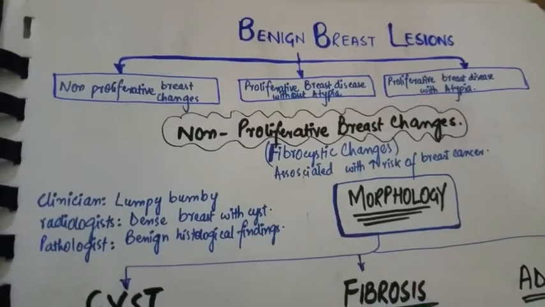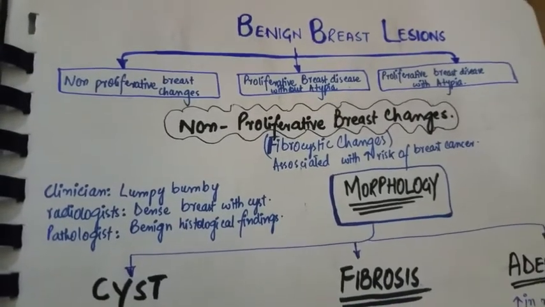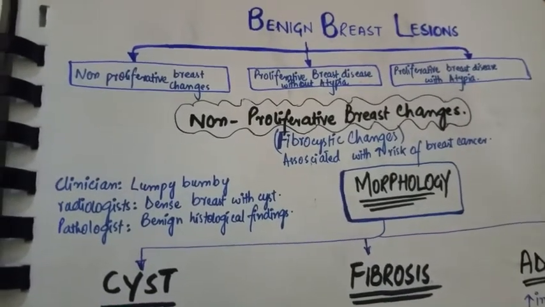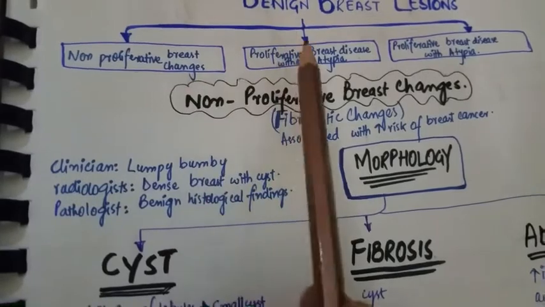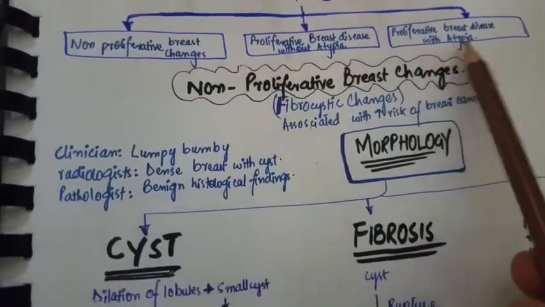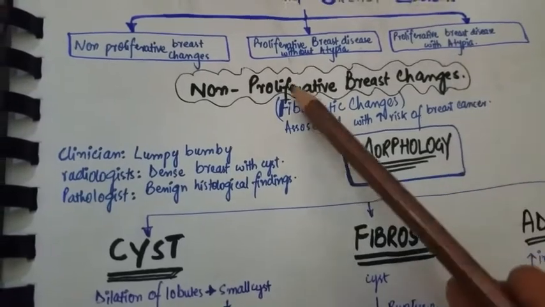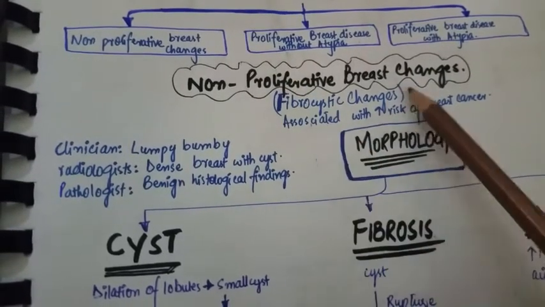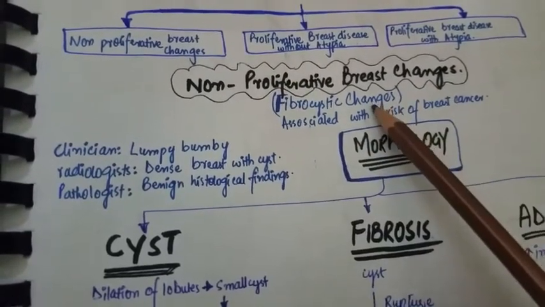In this video, I am going to discuss the benign breast lesions. There are three types of benign breast lesions: non-proliferative breast changes, proliferative breast changes without atypia, and proliferative breast disease with atypia. First of all, I will discuss the non-proliferative breast changes. This is also known as the fibrocystic changes.